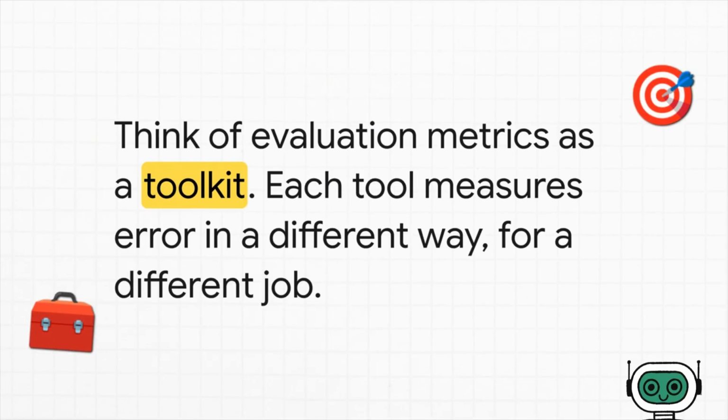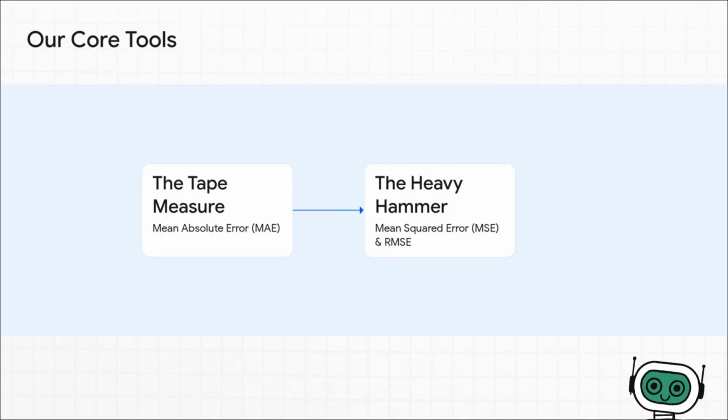And this is where the toolkit analogy really comes into play. All the different metrics just find clever ways to add up those residuals, but each one tells a slightly different story about your model's performance. Let's start with the two most common tools you'll find in any data scientist's kit. I like to call them the tape measure and the heavy hammer.